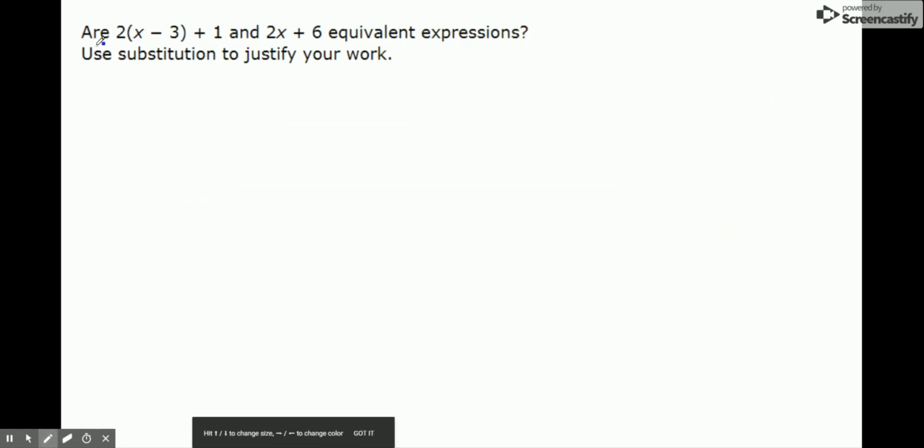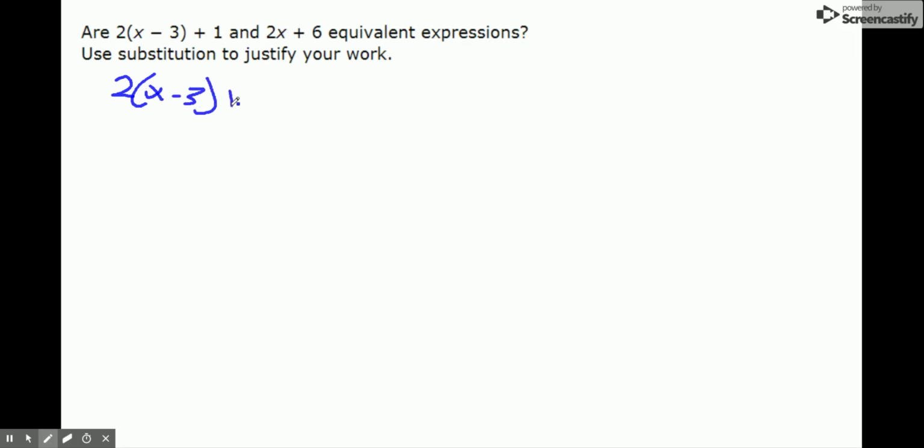Sorry about that. Okay. Are 2 times x minus 3 plus 1 and 2x plus 6 equivalent expressions? Use substitution to justify your work. In this case, they just want us to substitute. So you would do 2 times x minus 3 plus 1, and then we could do 2x plus 6. Now, we don't want to use 0. 0 is not a valid substitute. So let's go ahead and use a number like 1. 1's pretty easy to work with, right? So I do 2 times 1 minus 3 plus 1. 1 minus 3 is negative 2.